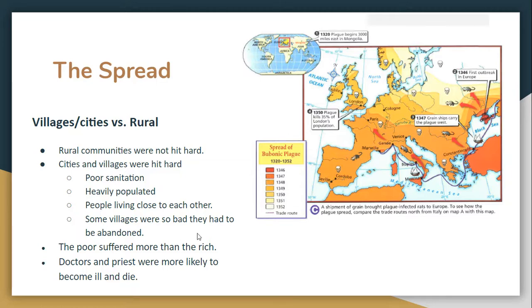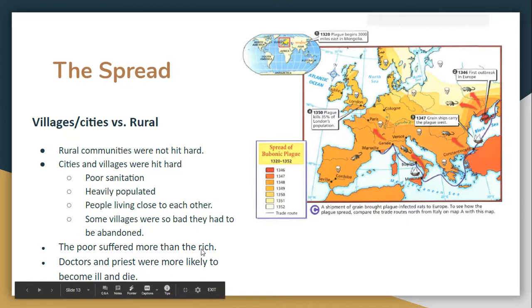The poor suffered more than the rich. The rich actually had ways to take care of themselves. The rich could actually move whenever they wanted to. But this is really interesting right here. Doctors and priests were more likely to become ill and to die.